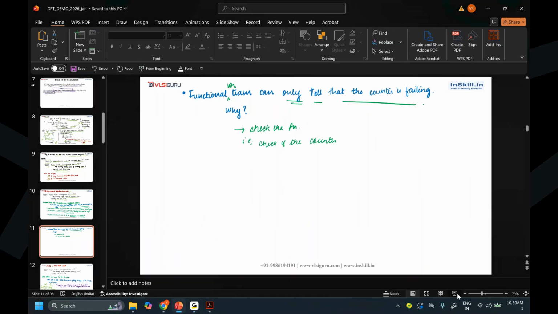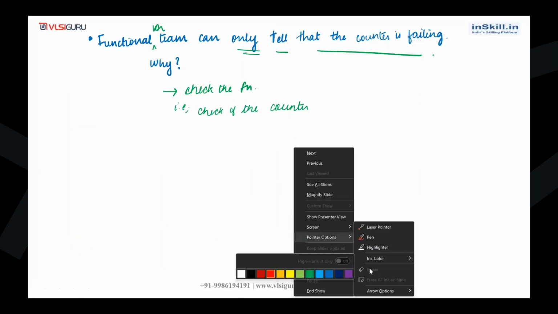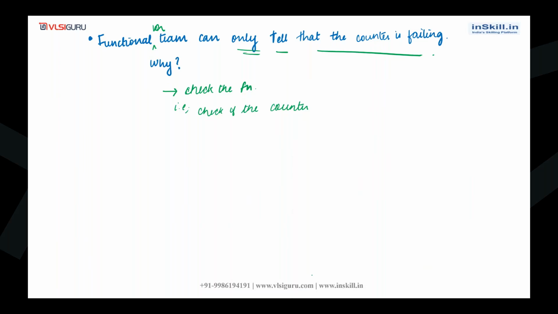Sorry about that. So functional verification team, they can only tell that the counter is failing. The reason is that they will be checking the functionality. So they will check if the counter counts from 0 to 1023 properly or not. This is what will be checked.